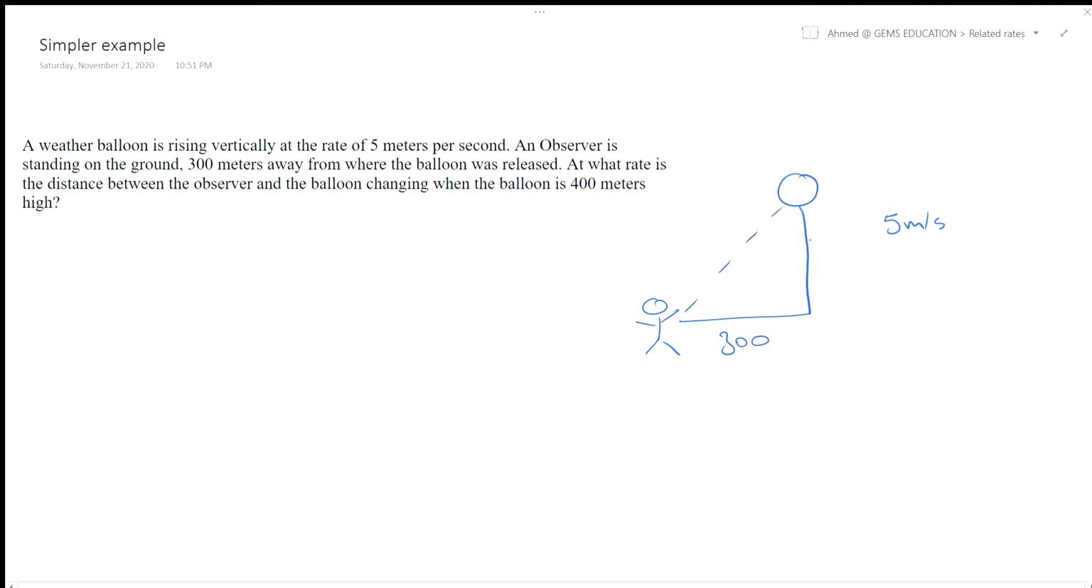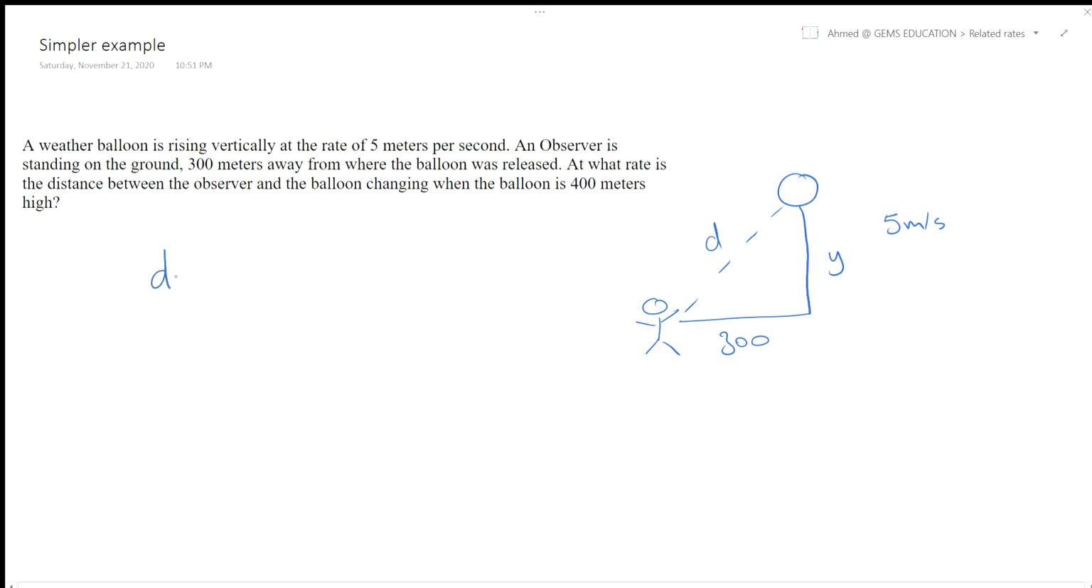Now let's give this a certain letter and just let's say this is y. We don't know the length for now. And let's say this is d, the distance. Let's relate these three quantities together. So a Pythagorean theorem would be the best kind of relation between the three terms here.